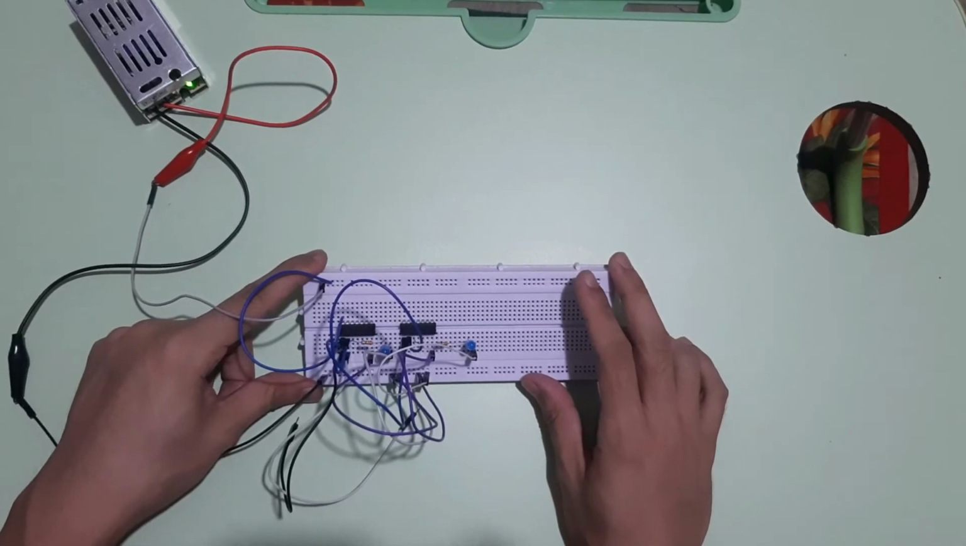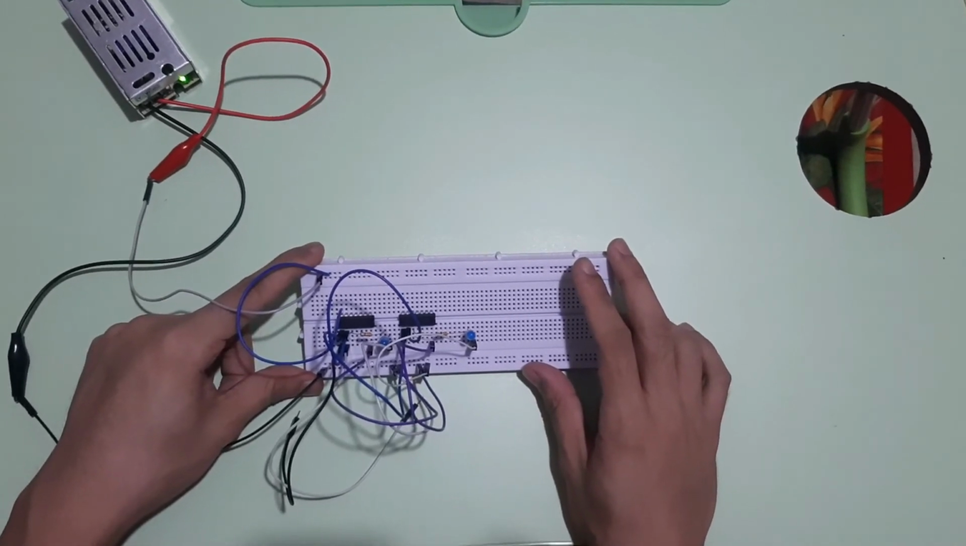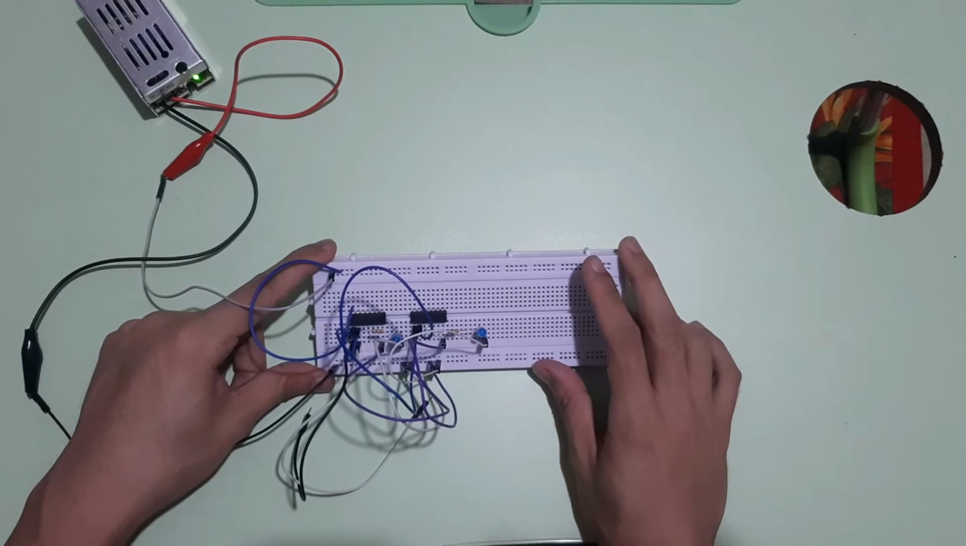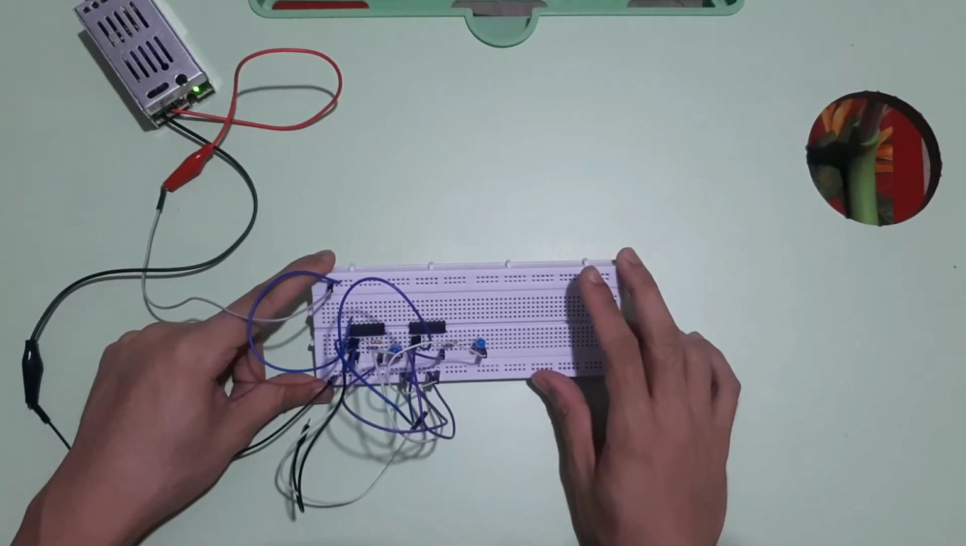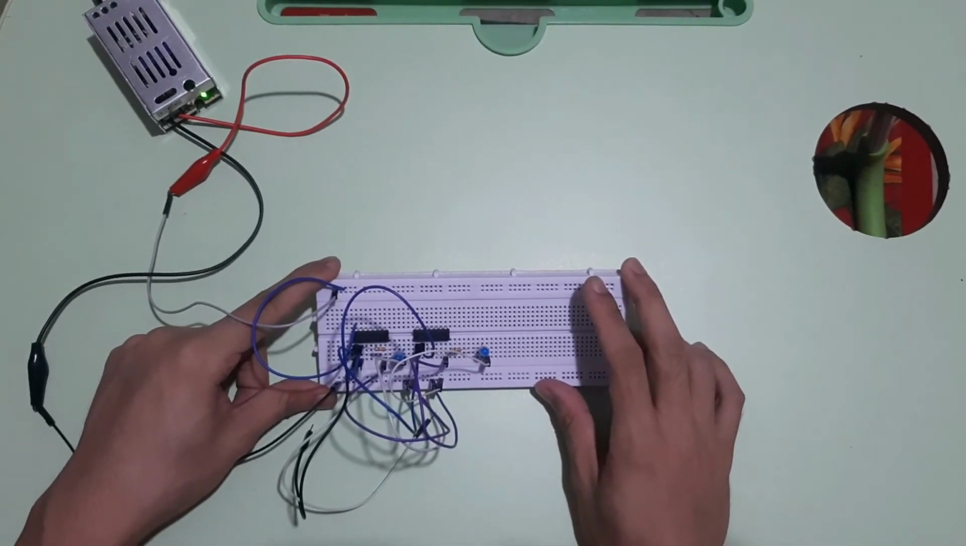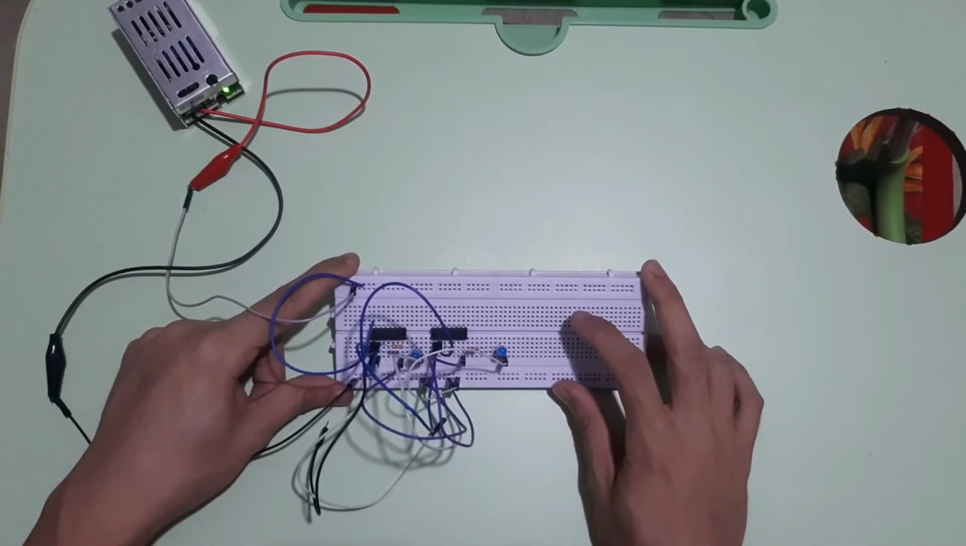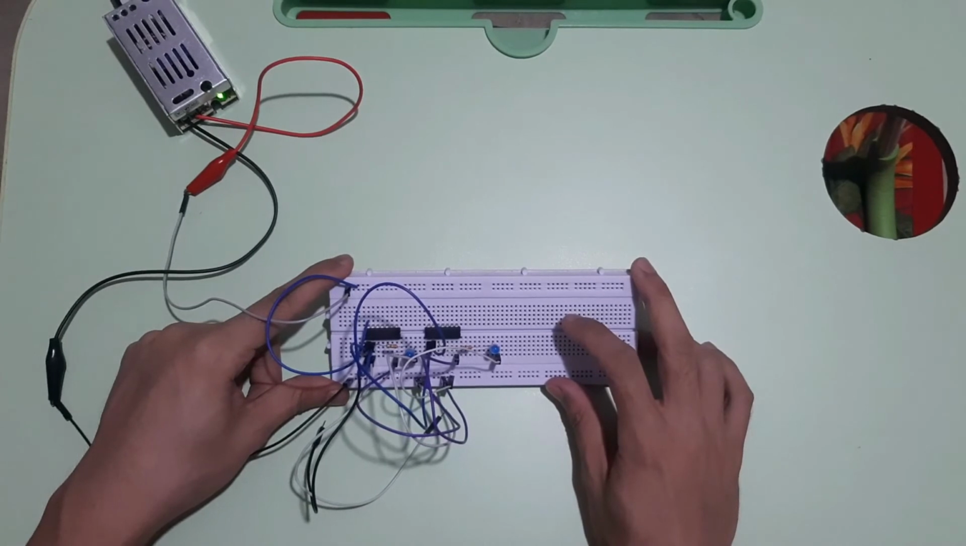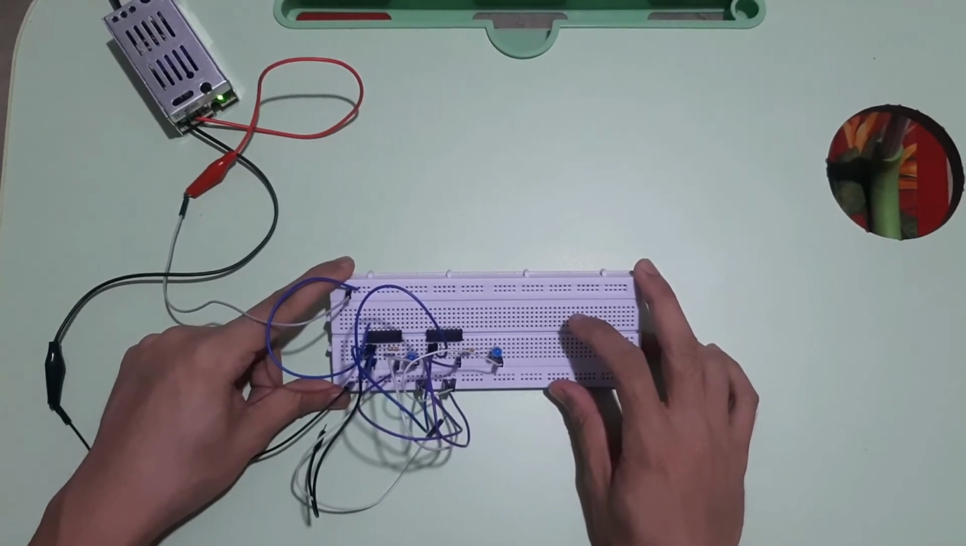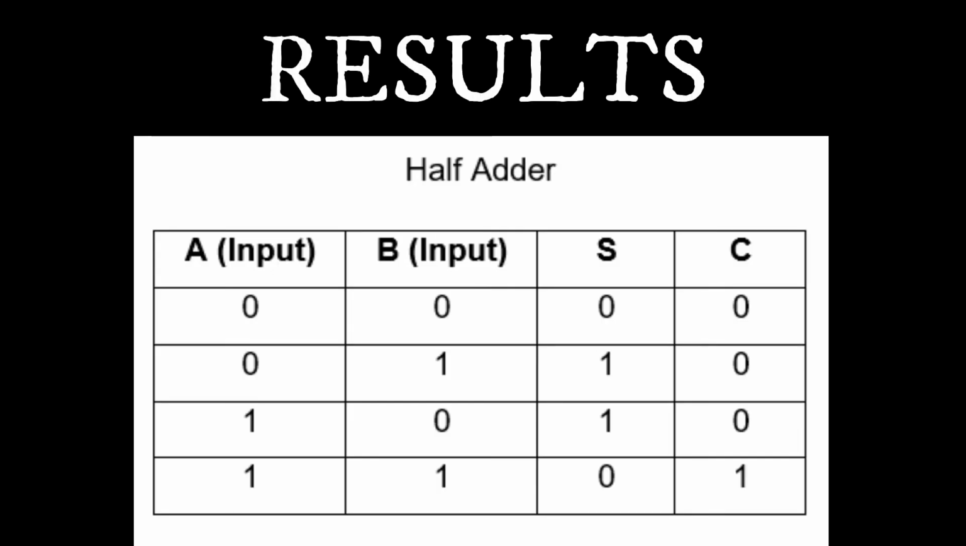Based on the result, whenever one input is 0 and the other is 1, the S output will become 1. And if all input is 1, it's the only time that the C output will become 1. That concludes experiment number 3.